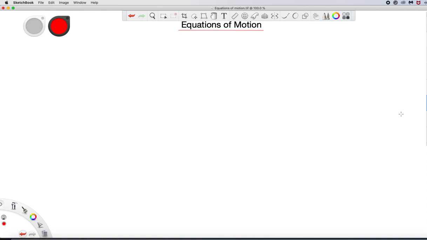This is the second in my series on the equations of motion. In my first video, we looked at the derivation of the equations, and now I'm going to look at the scenarios that there could be in the use of these, remembering that this is all about situations where the acceleration is constant. So, possible scenarios.